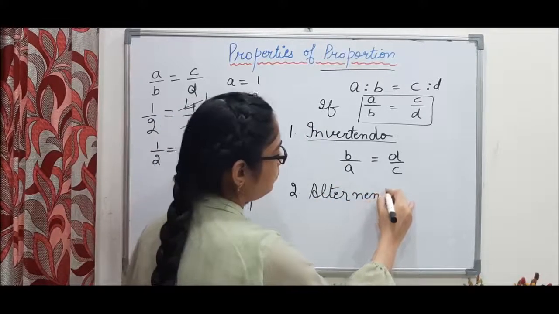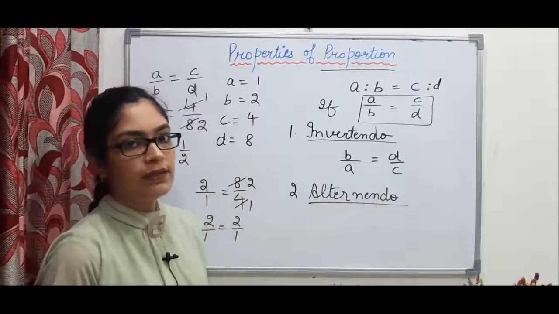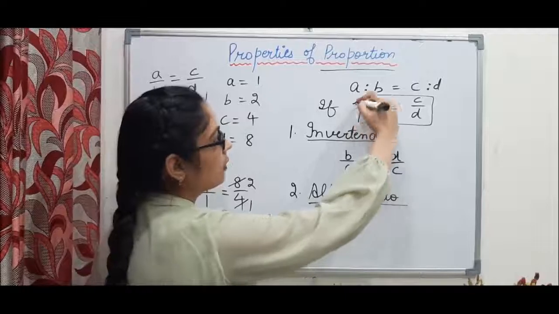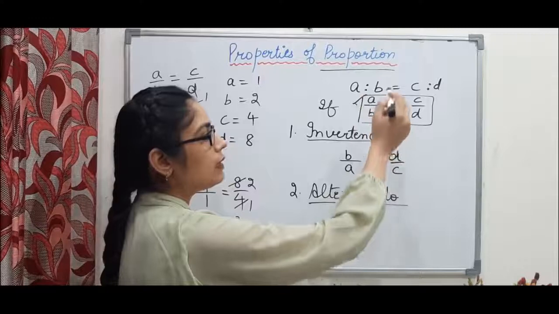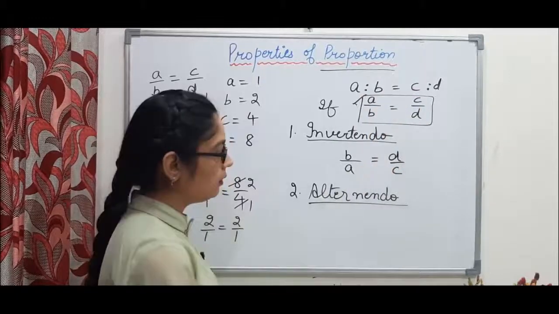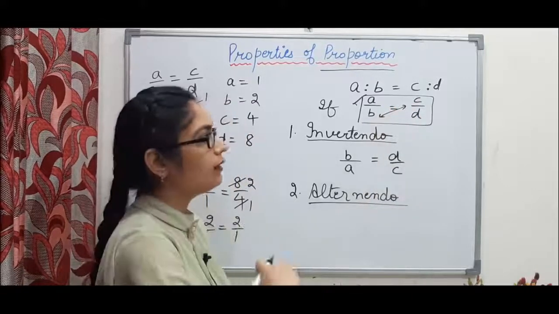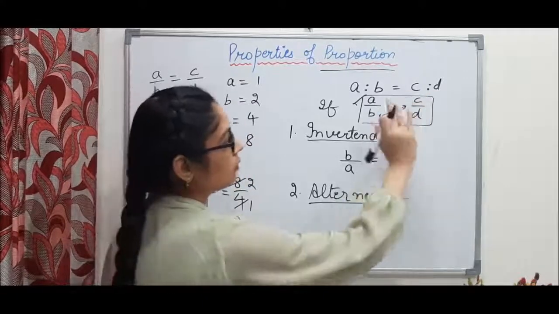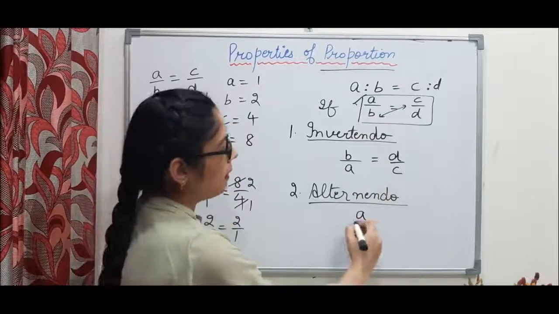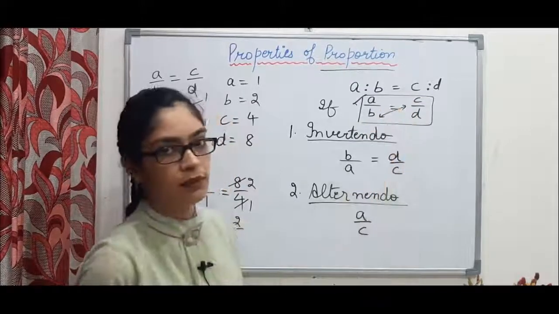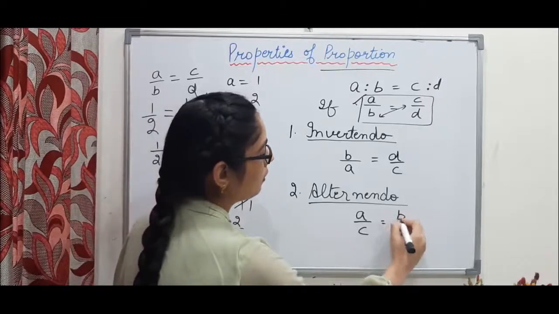Now the second property is alternando. Alternando is again similar. In all the properties, A by B is equal to C by D is given. Then for these two we will do cross multiplication, alternate. So if A by B is equal to C by D, then A by C, this cross multiplication you can say, A by C will be equal to B by D.